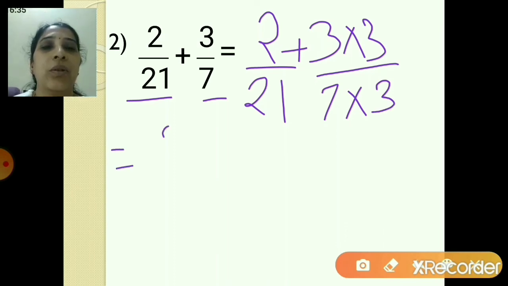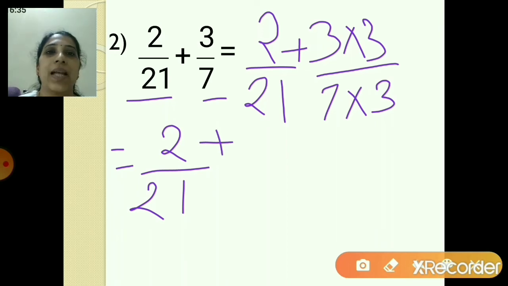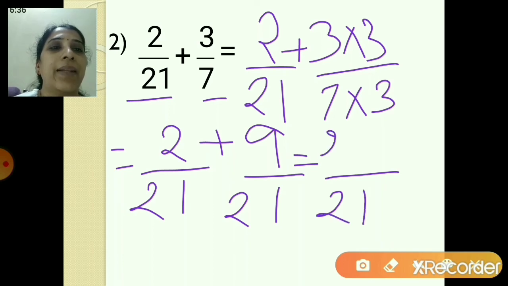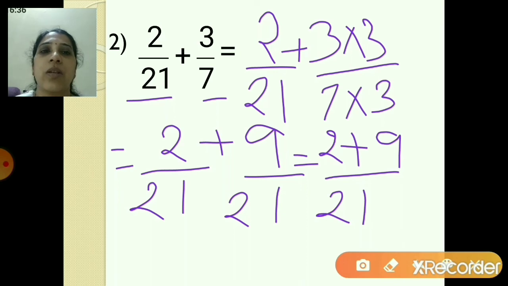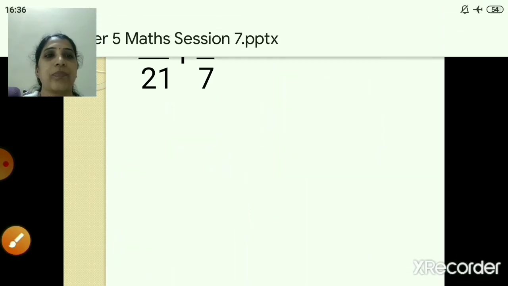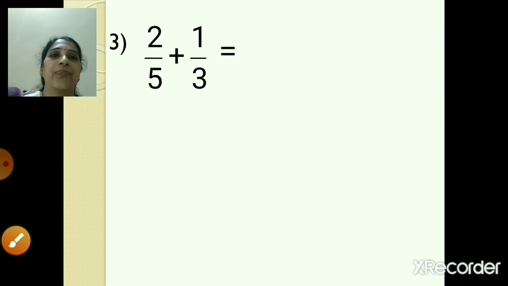So now 2 upon 21 plus, what is 3 3s are? 3 3s are 9. And what is 7 3s are? 7 3s are 21. So you will keep the common denominator as 21 and then 2 plus 9. 2 plus 9 is how much, children? 11. So you will write 11 upon 21, right? So this is your answer. Let's move to the third one.